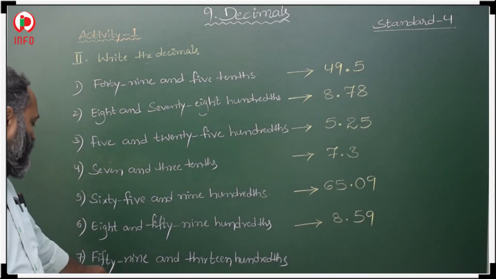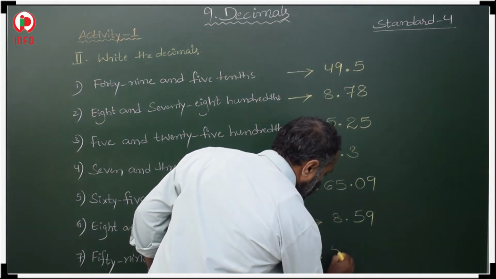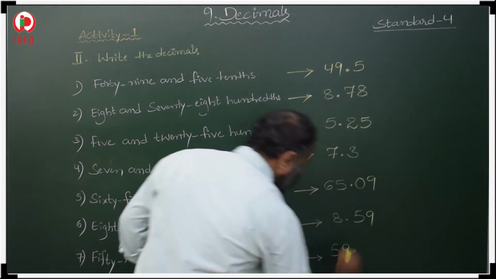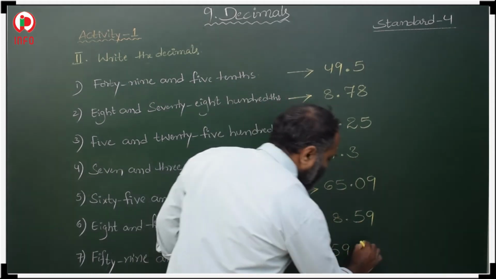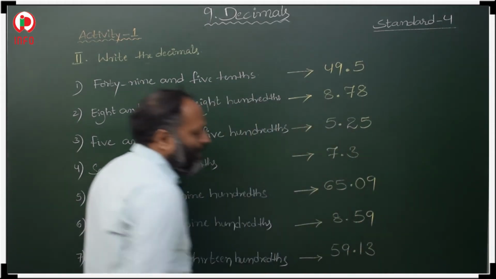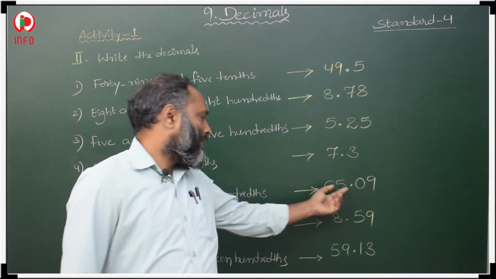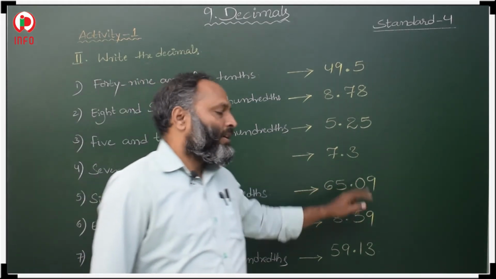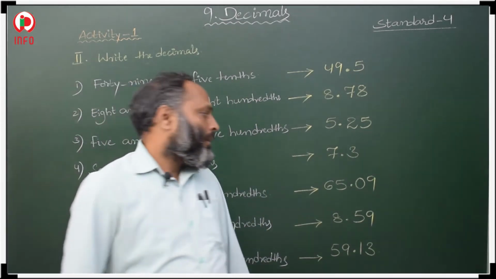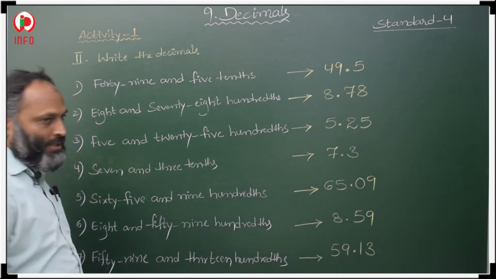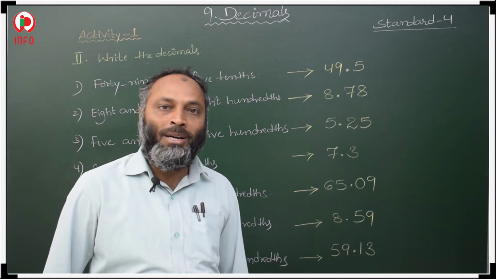Now 59 and 13 hundredths. "And" means decimal. Hundredths means you should get 2 places. Here, if only one digit is there, in the tenths place we have to keep 0. Okay, that you should understand. After that, 3 more similar questions are there. Do those similar questions as your home assignment.